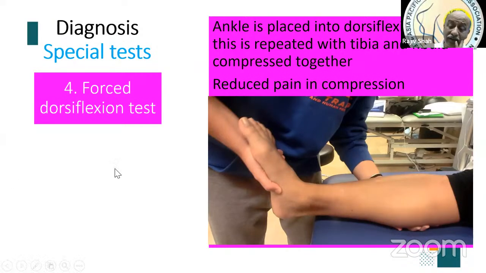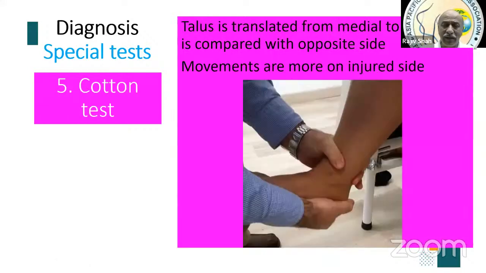You ask patient to relax and you do forcible dorsiflexion. On forcible dorsiflexion, when you have pain, that means you have your tibia and fibula compressed together, and this generates a pain. And the last test is your Cotton's test.